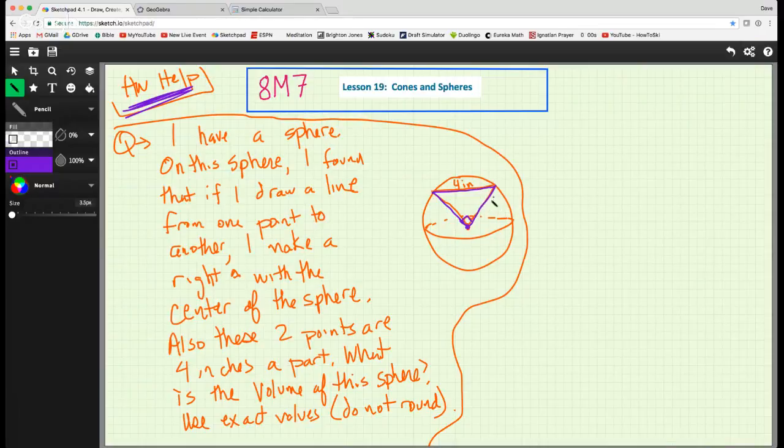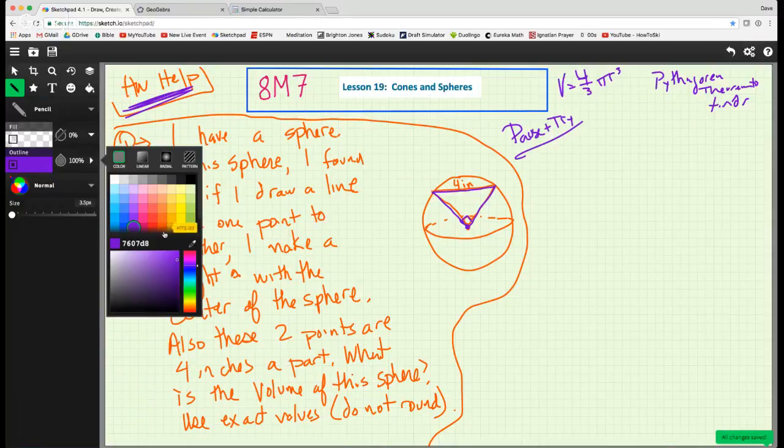Now the question is what is the volume of this sphere? Let me give you some hints. First of all, the volume is equal to 4/3 pi r cubed, and then you're going to need to use the Pythagorean theorem to find r. All right, I'll let you pause and try. Pause and try. Okay, I assume now that you're back and you've given this a good effort.